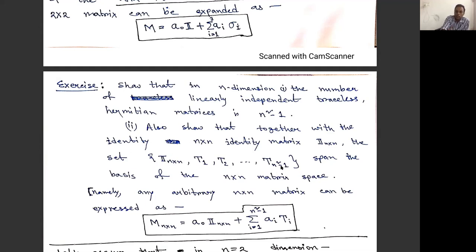Okay. And in n dimensions, you need n square basis vectors. Okay. And these are those basis vectors. So any arbitrary matrix in n dimensions can be expanded in terms of these basis vectors in this way.